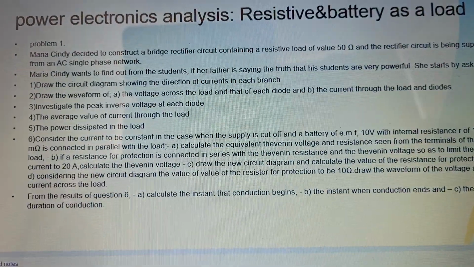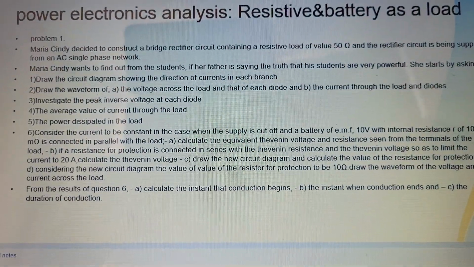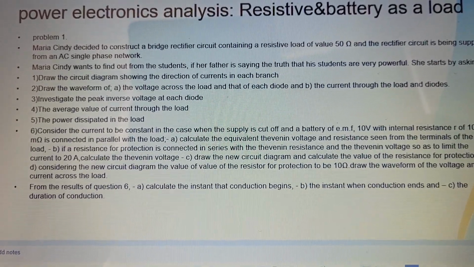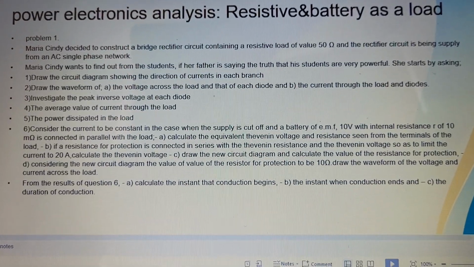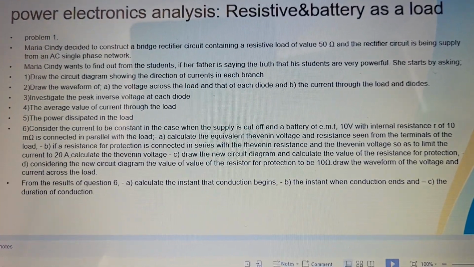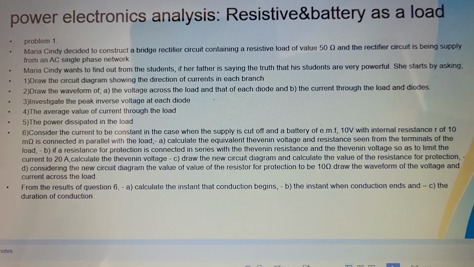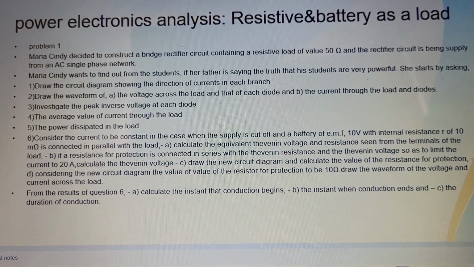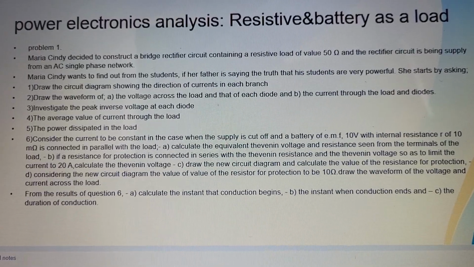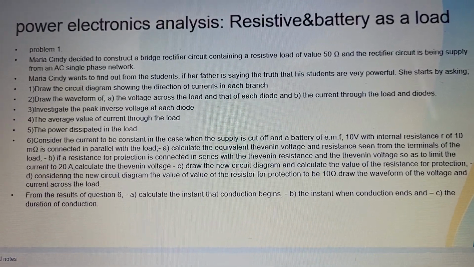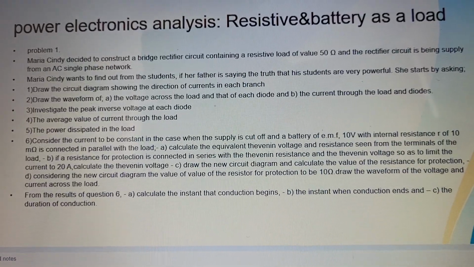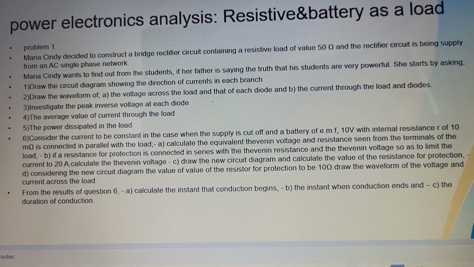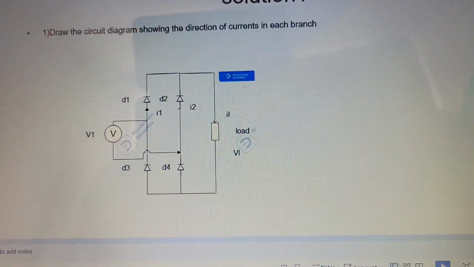So right away with the question: power electronics analysis, resistive and battery charger as a load. As the question goes, you can read it there. I will take the question one after another and analyze it. So you just try to go through the question, and as you go through it, I will pick it one after another and do some analysis on it. Okay, that notwithstanding, we must write on. From the first question, you will get it.